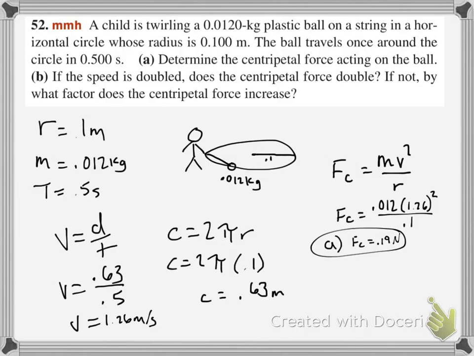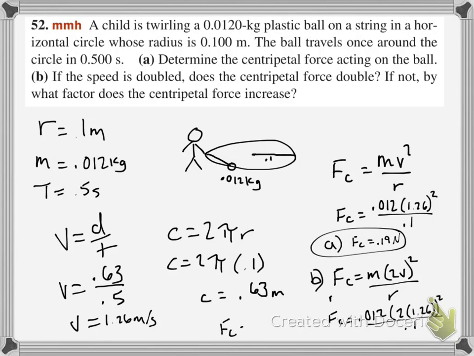Now, let's see if this is true by using the equation. So, we have centripetal force is equal to the mass times (2v) squared divided by r. So, the centripetal force is equal to 0.012 times (2 times 1.26) squared divided by 0.1, which will give you a centripetal force of about 0.76.